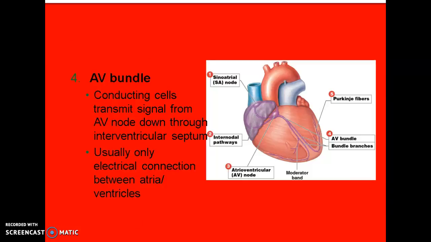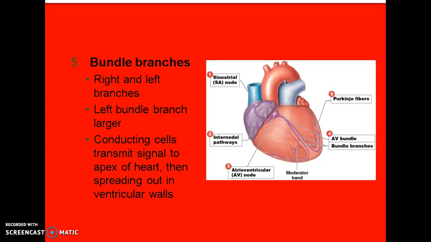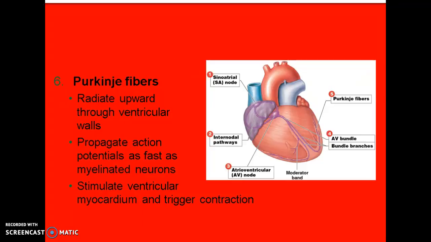From there, the signal goes to the AV bundle, which is down the interventricular septum. From the AV bundle, it goes to the bundle branches. There's a right and left branch, and this is going to transmit the signal to the apex of the heart, and from the apex of the heart, it's going to spread out in the ventricular walls by way of those Purkinje fibers. With the Purkinje fibers, it radiates upward through the ventricular walls, and it's quite fast.